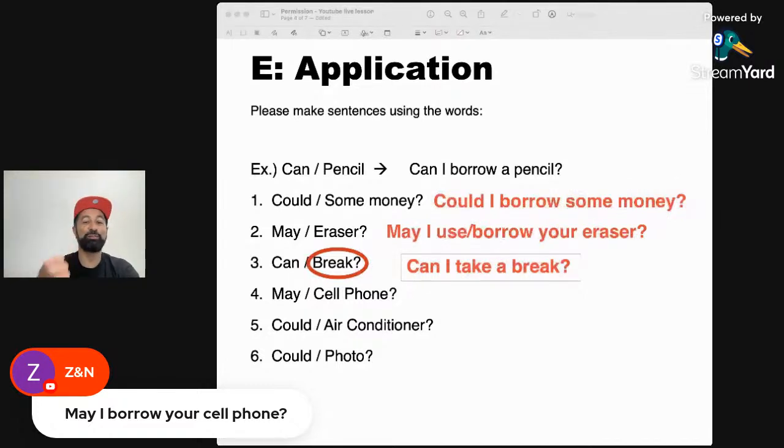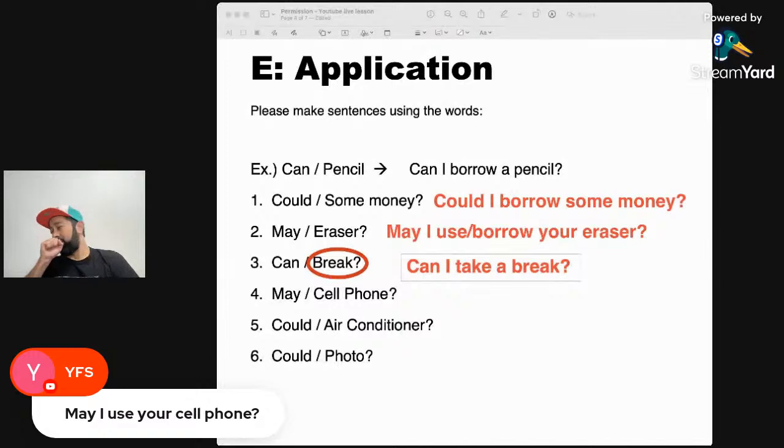So use and borrow, as we can see, it's quite common when we are using permission. May I use your cell phone? May I borrow your cell phone? YFS also, may I use your cell phone? Okay, number five, let's move on. Could and air conditioner, could and air conditioner. Excuse me, there can be many answers for this.